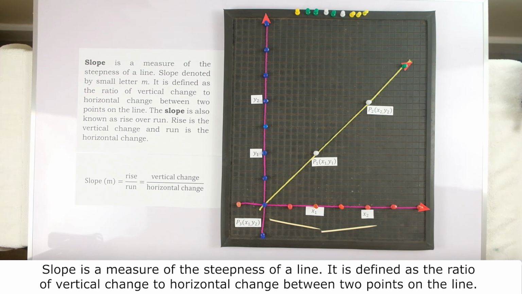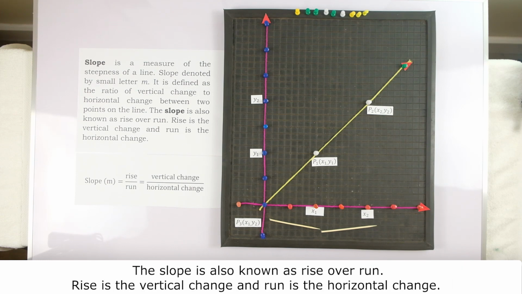Slope is a measure of the steepness of a line. Slope, denoted by small letter m, is defined as the ratio of vertical change to horizontal change between 2 points on the line. The slope is also known as rise over run. Rise is the vertical change and run is the horizontal change.